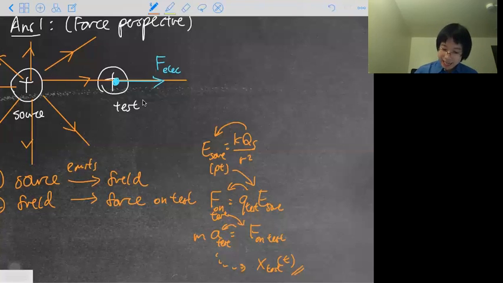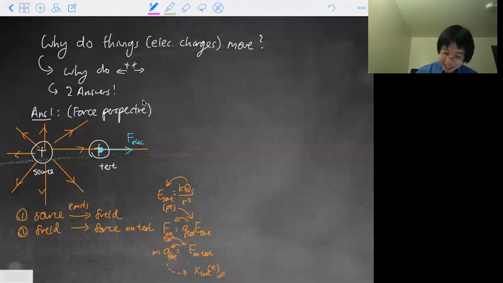Sometimes people use the words saying that the test charge sits in the field. It sits in the E field of the source, right? So the source creates a field and then it's experiencing that field.